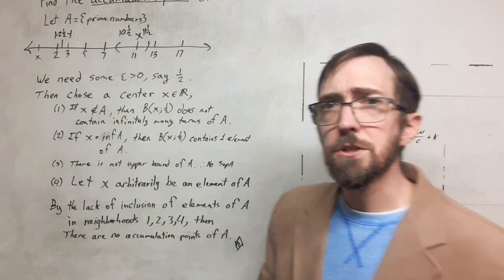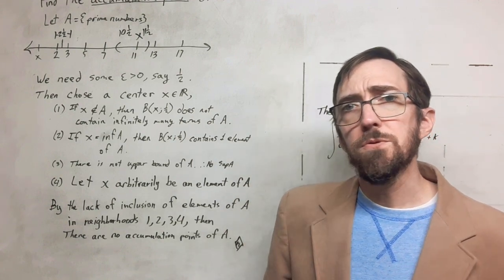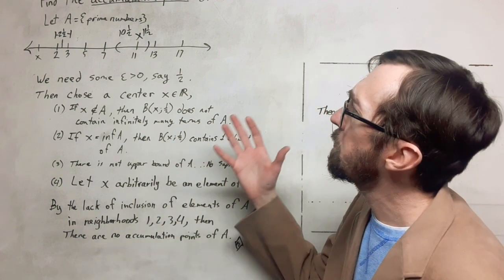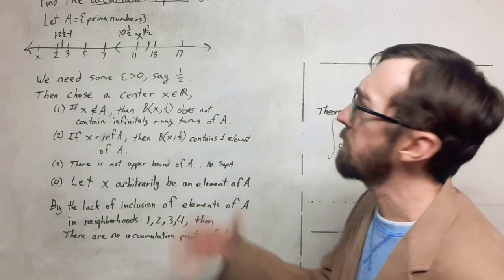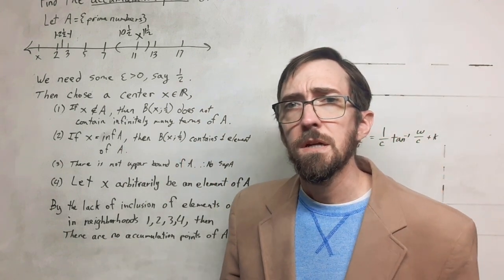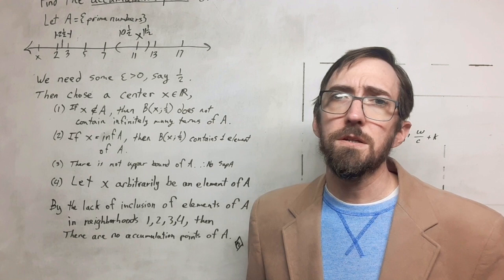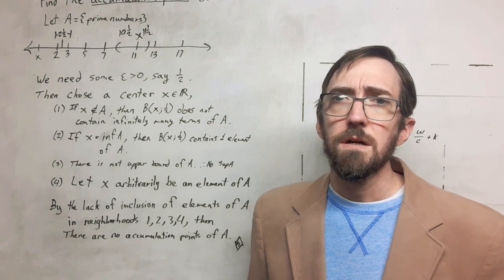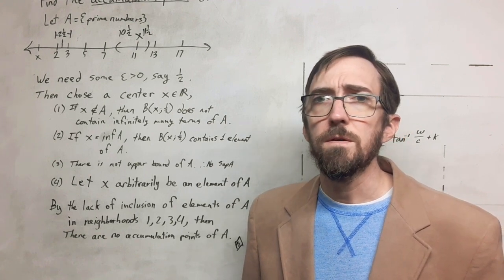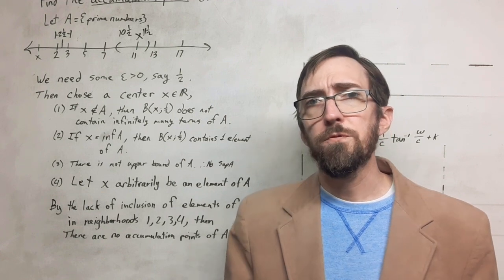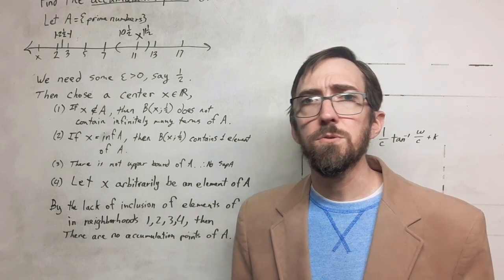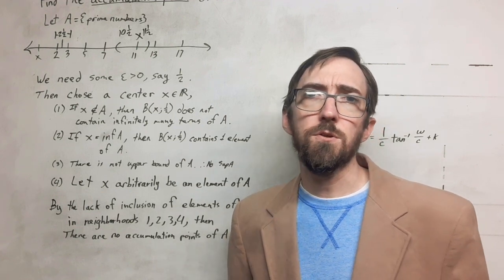There are different conditions that happen. We do need to also have that we start out with an infinite set. If we don't have an infinite set of points, then you're not going to find accumulation points for those sets at all.